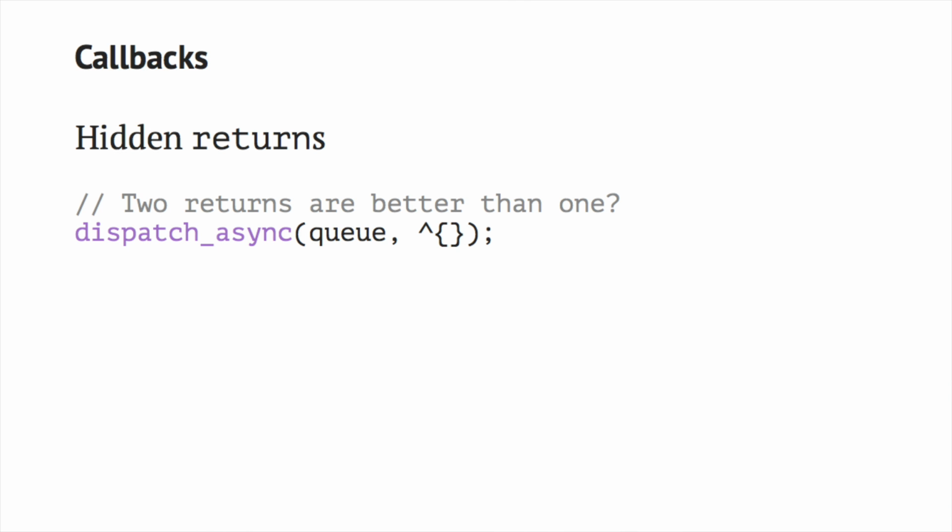Sometimes there's more than one return. When you do a dispatch async, in a way this has two returns. There's a synchronous return, and there's the asynchronous return, which this code doesn't get notified of, but your block is supposed to handle.